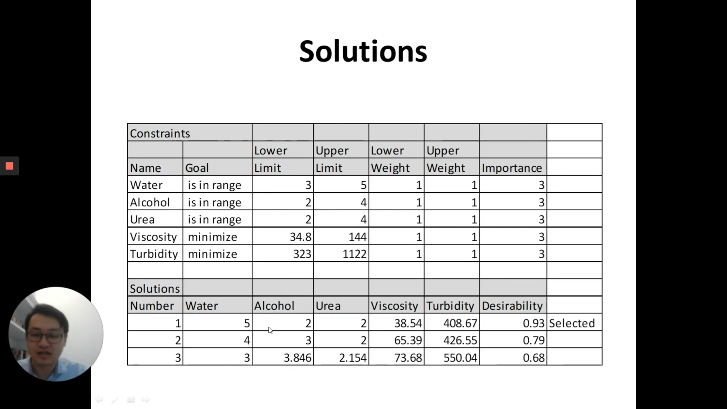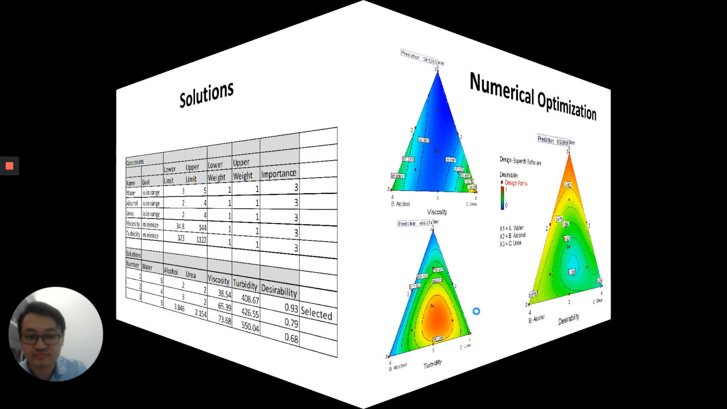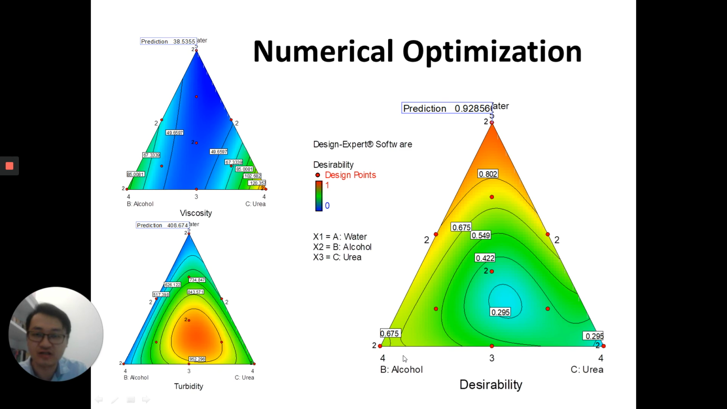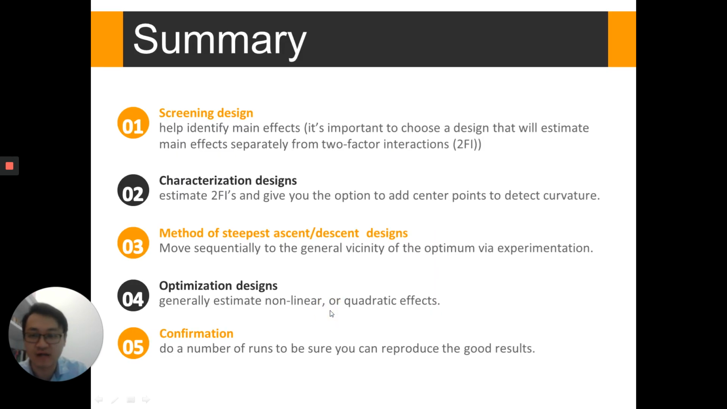So from here, in the optimizations column, in here we will minimize the viscosity and turbidity, like in the optimizations lectures that I've given, then they will predict the solutions for you. 5% of water, 2% of alcohol, and 2% of urea will give you the lowest viscosity and turbidity. And this is how it actually looks like if you go to the model graph.